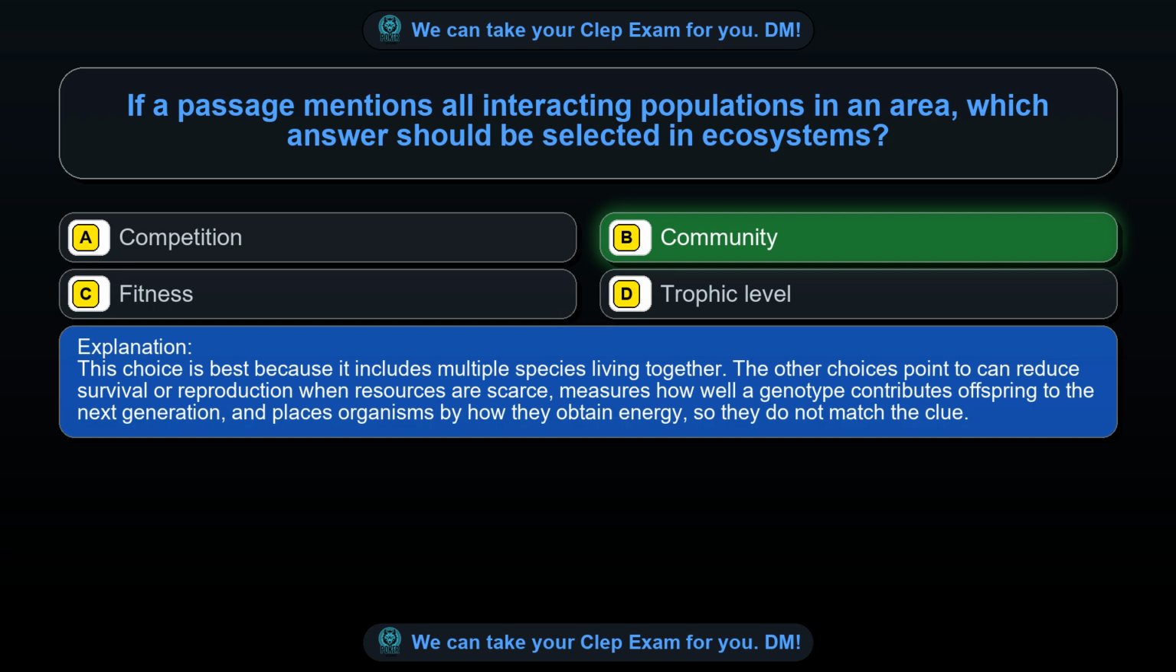This choice is best because it includes multiple species living together. The other choices point to can reduce survival or reproduction when resources are scarce, measures how well a genotype contributes offspring to the next generation, and places organisms by how they obtain energy, so they do not match the clue.